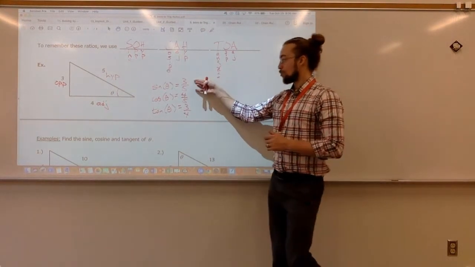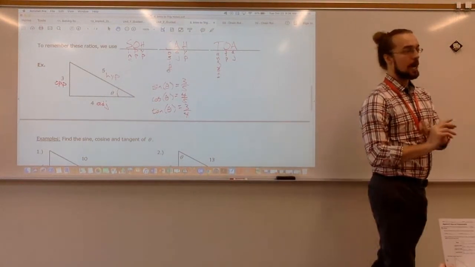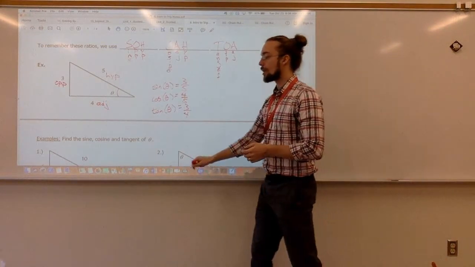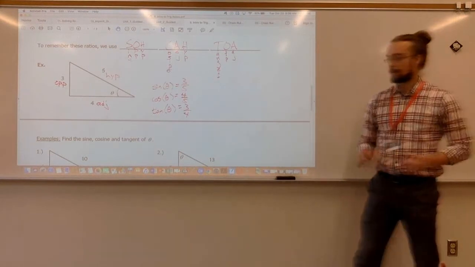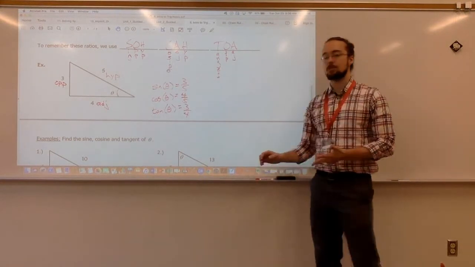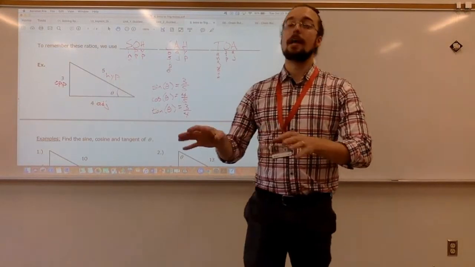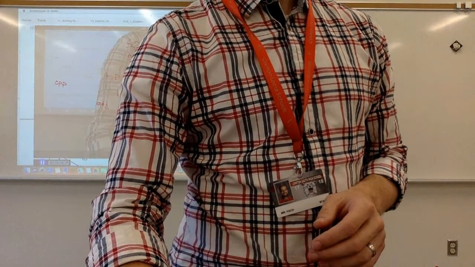So, sometimes in our answers we need to reduce, sometimes we need to rationalize, meaning get rid of square roots in the denominator. Go ahead and flip over and try numbers 1, 2, and 3. Find the sine, cosine, and tangent of the given angle for those problems.